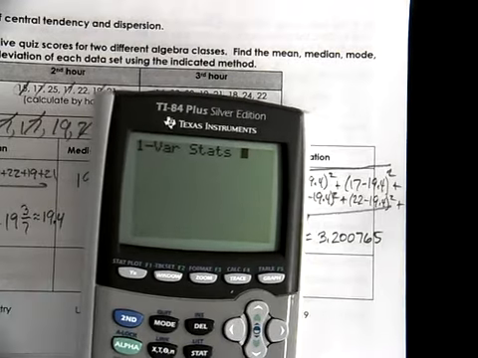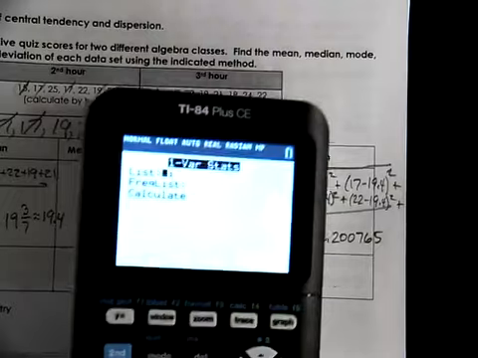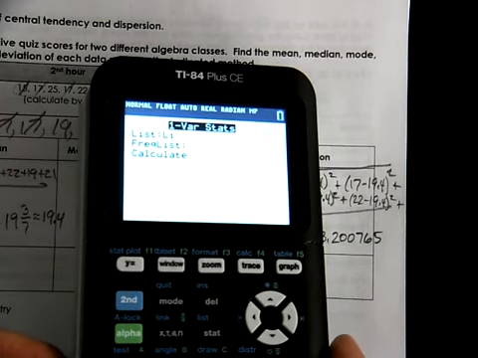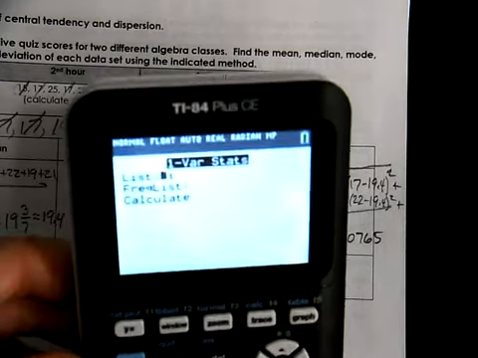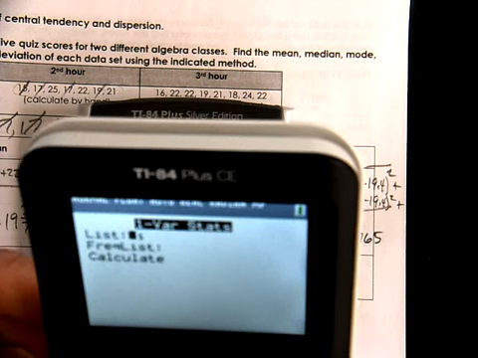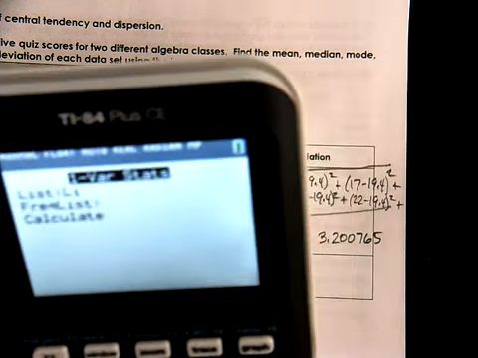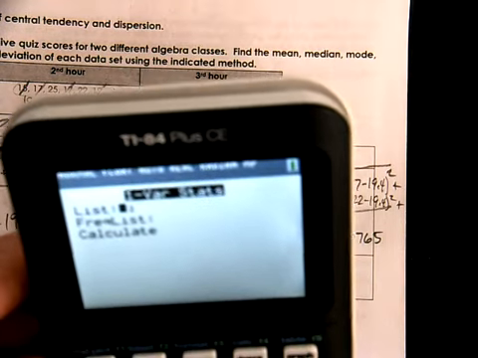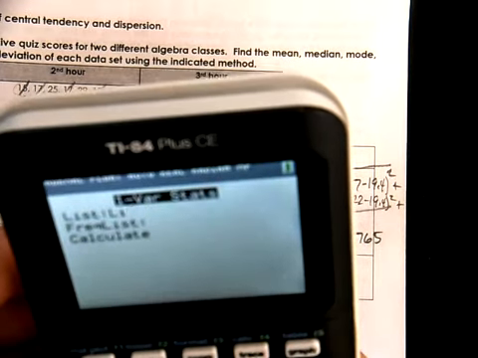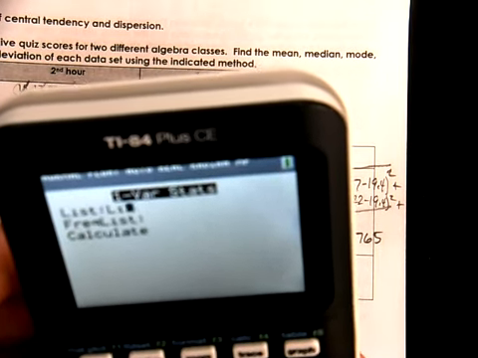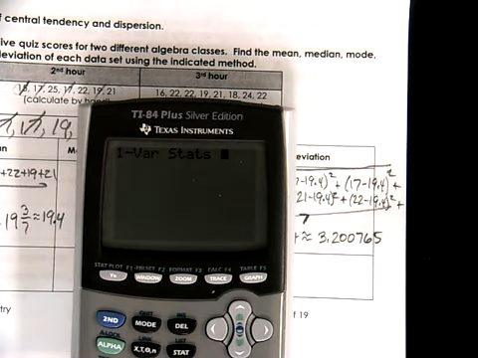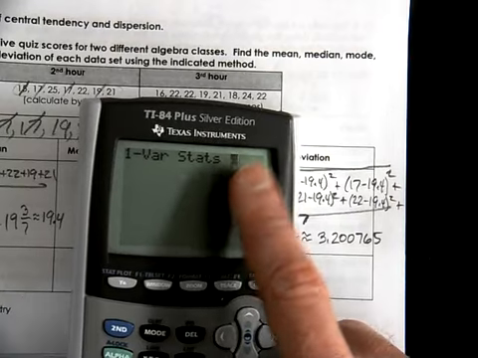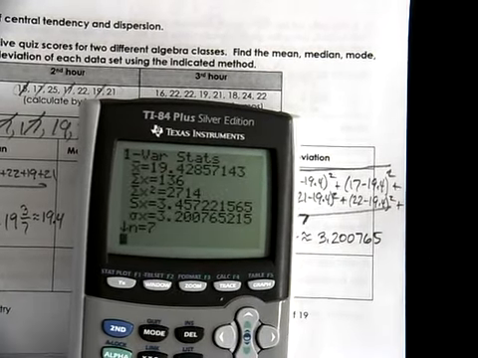This is what my screen looks like. Some of them will look like that. It says list and it tells you it's L1. So if you want it not to be L1, you need to hit second number 2, and then it goes to L2. If you want it back to L1, you need to do second 1. And it's back to L1. You need to tell it where to get its data from. My calculator doesn't show anything, so it's defaulting straight to L1. So if I hit enter right now, it's going to give me the data in L1.